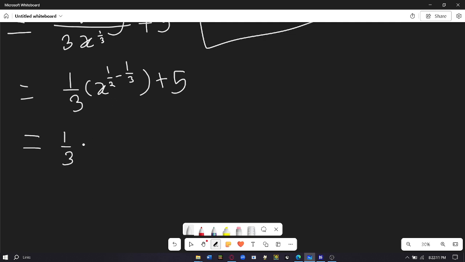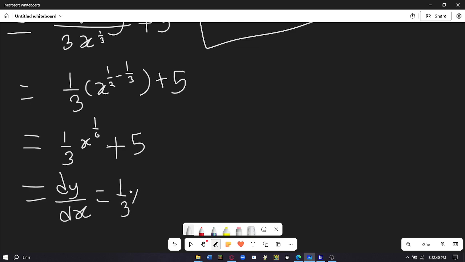This part right here, when you subtract it, half minus 1 by 3, 1 by 2 minus 1 by 3 gives us 1 by 6. So it's x to the power 1 by 6 plus 5. So let's find the dy by dx of this. It is 1 by 6 times x to the power 1 by 6 minus 1, and the constant goes away.